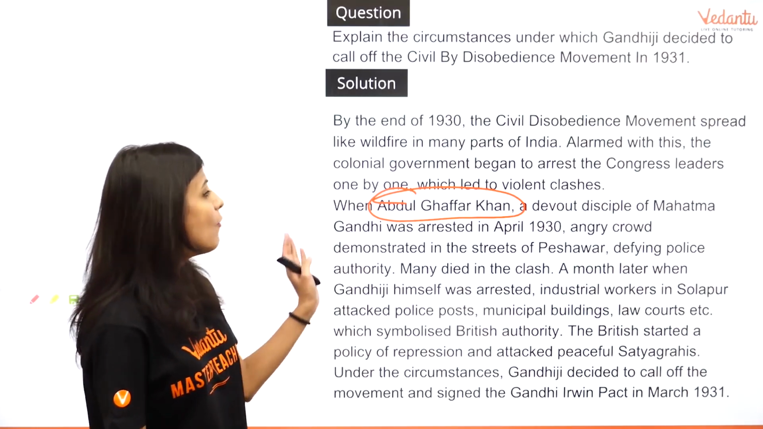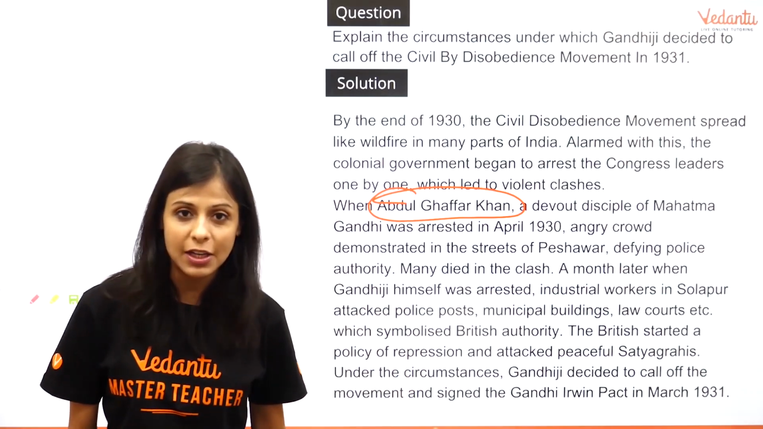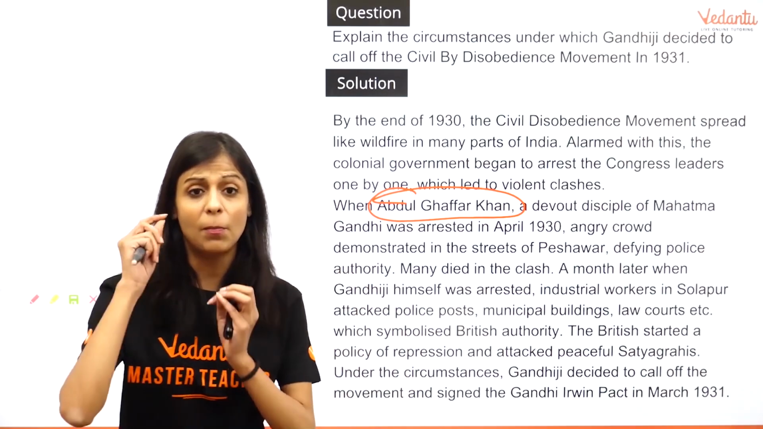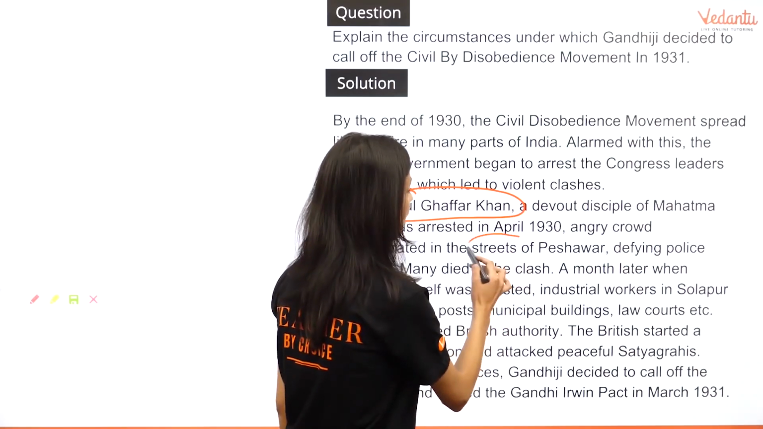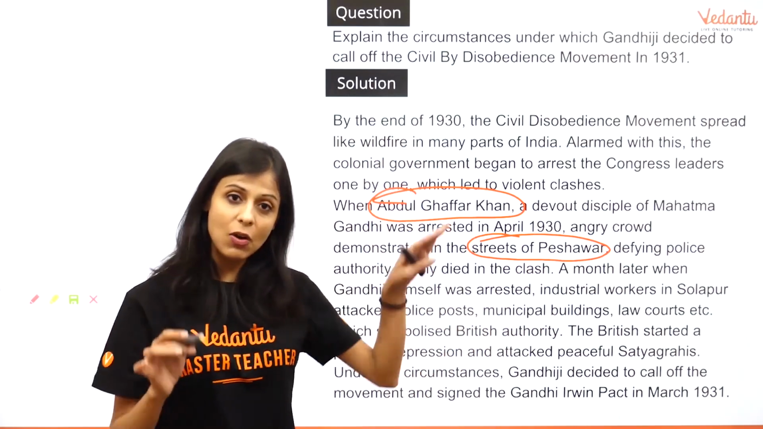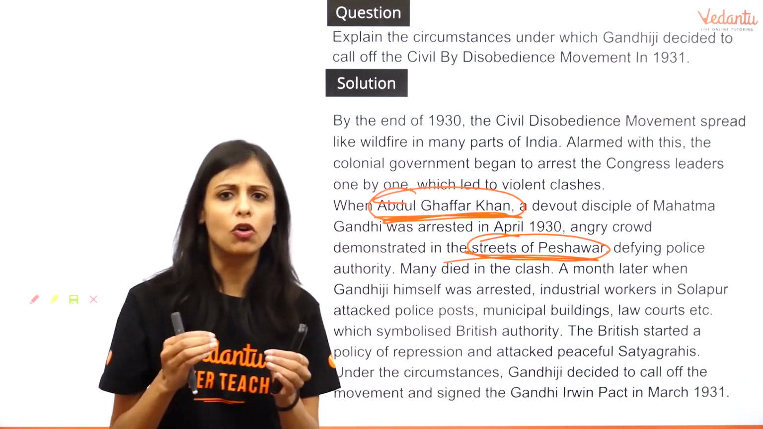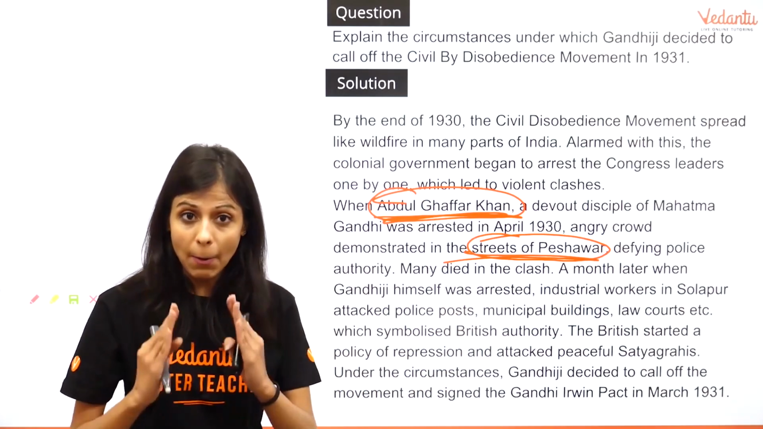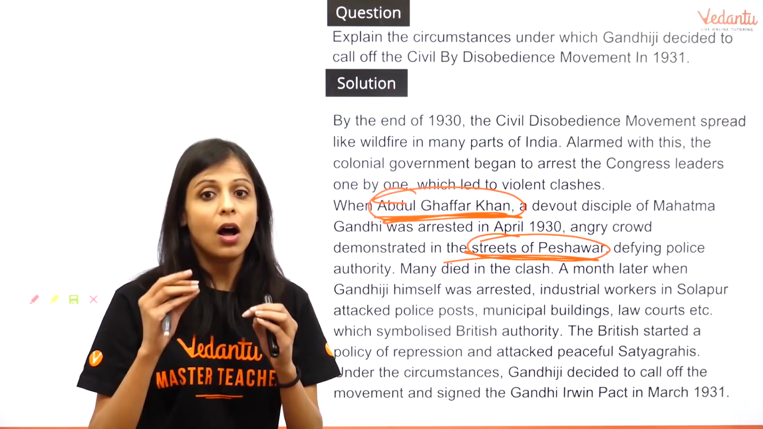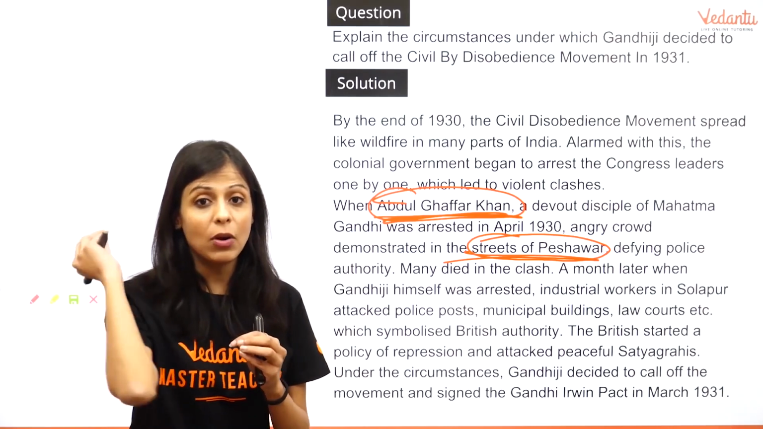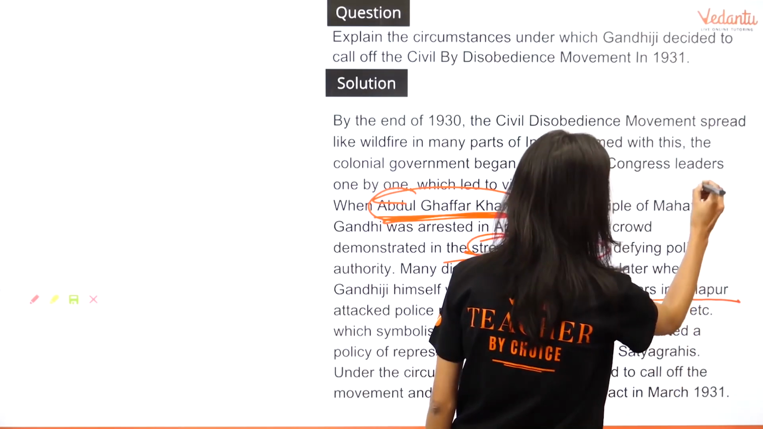So what happens is, when Abdul Ghaffar Khan, who was a big devotee of Gandhi, known as Frontier Gandhi, was arrested, the crowd on the streets of Peshawar got really angry. So when you're answering this, please ensure that you underline this. A lot of people probably died in that clash, and even a lot of industrial workers in Solapur attacked the police stations and the municipalities. So the second case is industrial workers. So this is the first case.